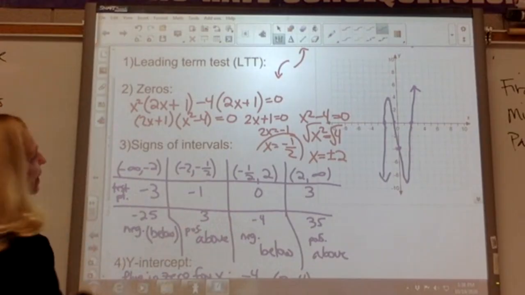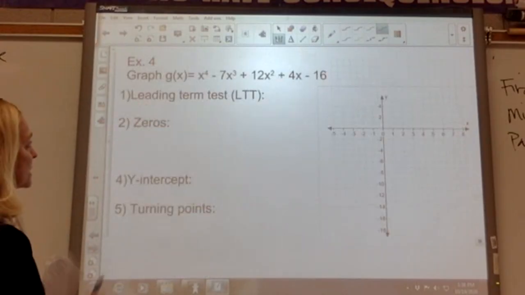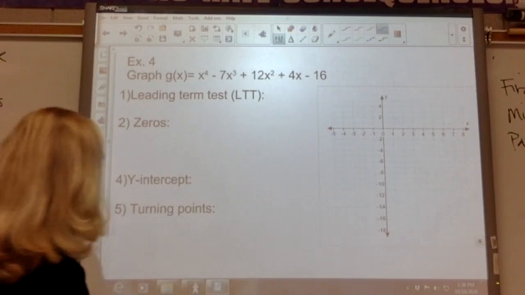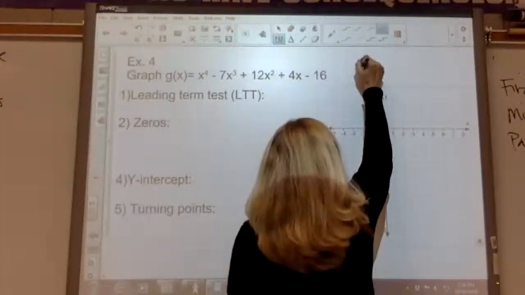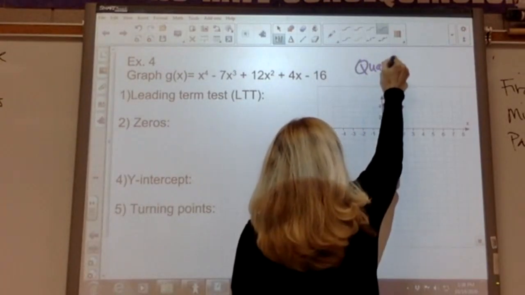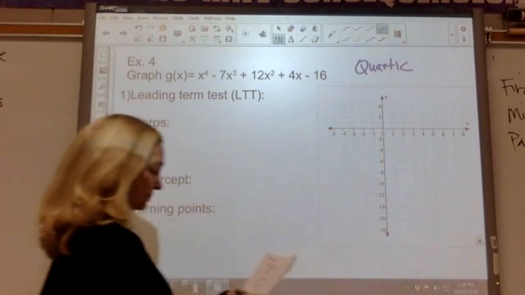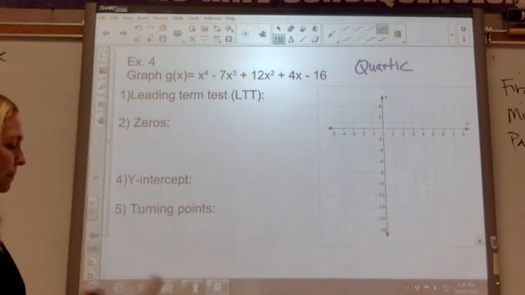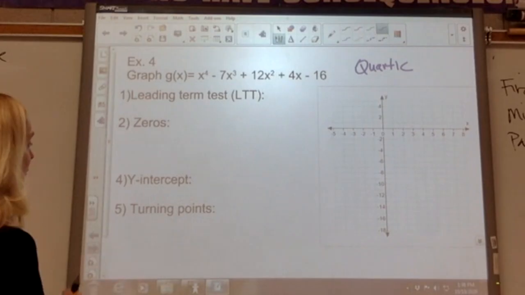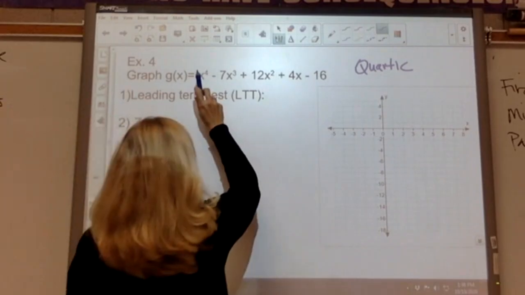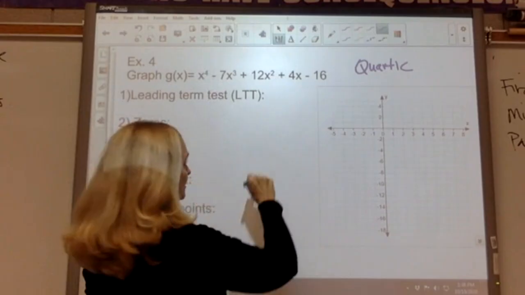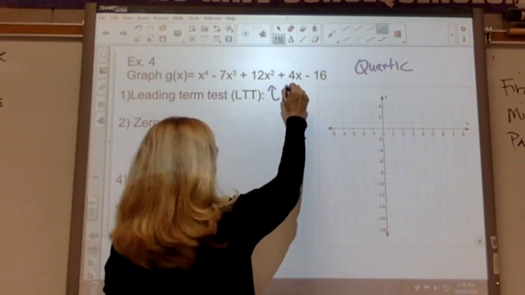Okay. All right, now, this one is x to the 4th. So this is a quartic. So we're going to do this one in the calculator. Well, we'll look at the leading term. This is an even number. It's a positive, so both ends go up.